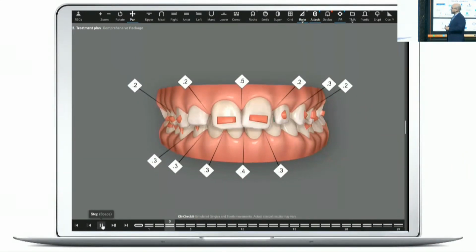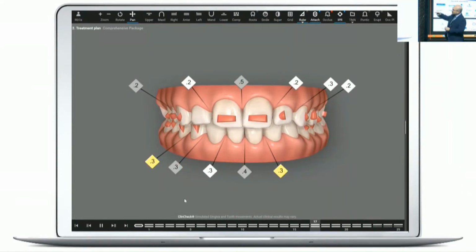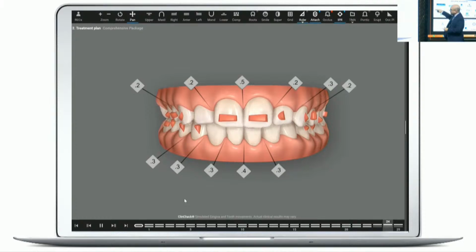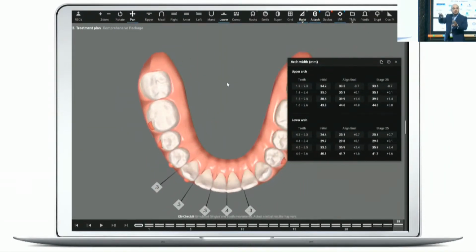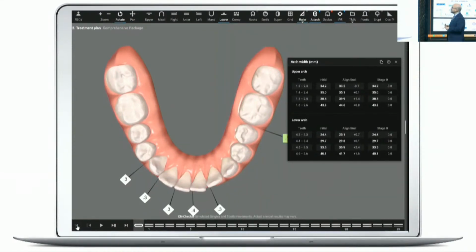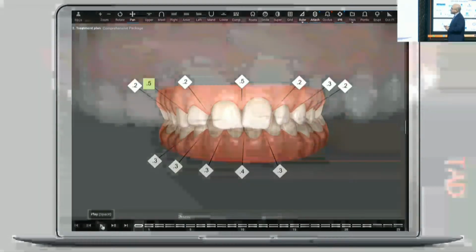So here again, I'm trying to intrude the upper right side, I'm trying to extrude the upper left side, intruding the lower left side and extruding the lower right side. I'm trying to kind of mask, I'm trying to camouflage the skeletal asymmetry that she has. And this is what I'm trying to do here, with a little bit of aligning the upper and lower arches.